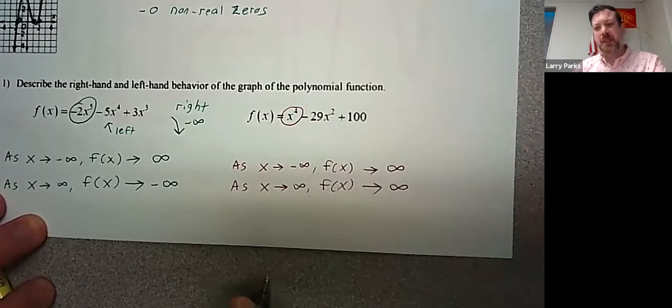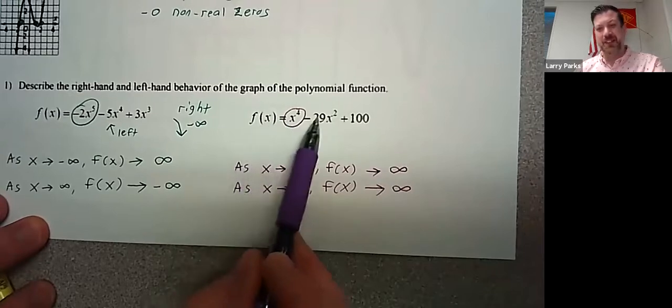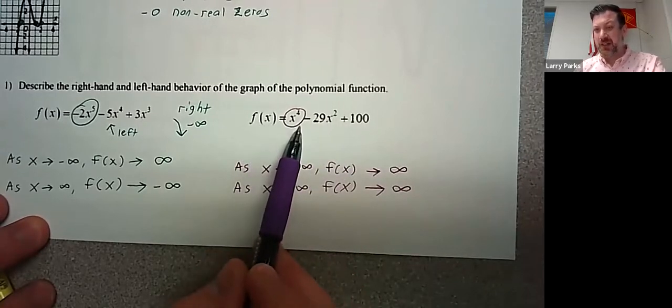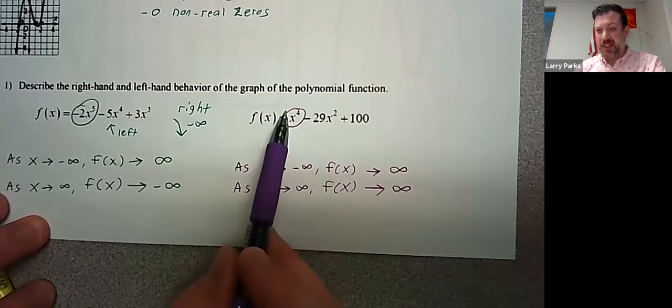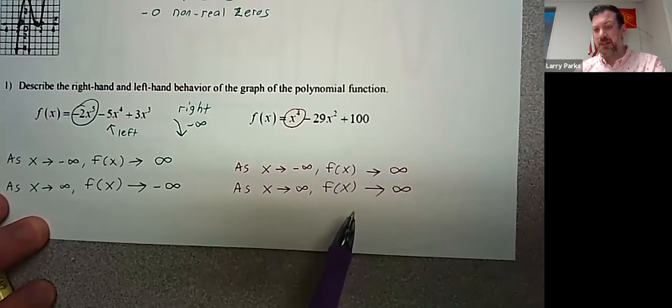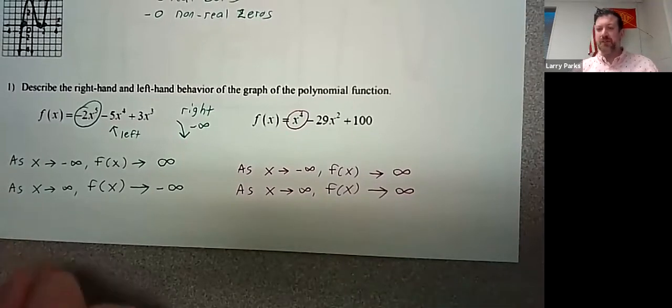Now, if you don't remember the rules, remember you have access to Desmos. You could just type this in without the f of x and then see what the picture looks like. And you'll see it goes up on the left and on the right, so that means you put infinity for both. So that's one thing you could do in case you're confused. So that's the first part of the test.